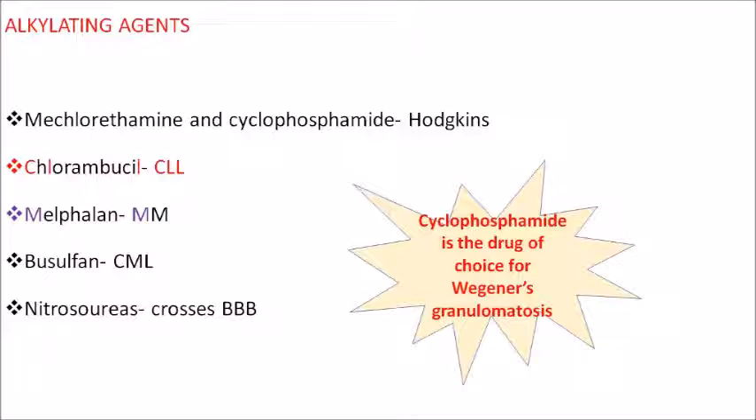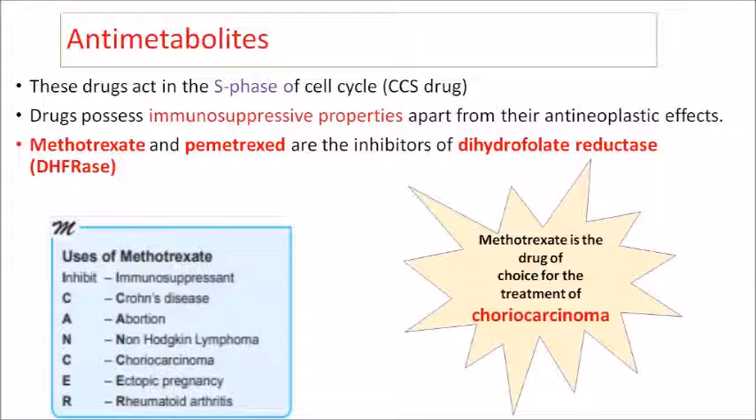So all these are nitrogen mustards. Then the alkyl sulfonate busulfan is used to treat CML or chronic myeloid leukemia. Nitrosoureas are primarily considered as the drugs which can cross the blood-brain barrier. So therefore, they are used to treat tumors inside the brain. And cyclophosphamide, we already said it can be used to treat Hodgkin's lymphoma. But if the question is, cyclophosphamide is the drug of choice for which disease? It is the drug of choice for Wegener's granulomatosis. So clear with that?